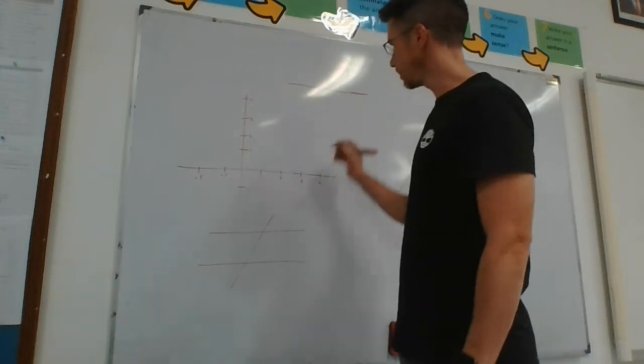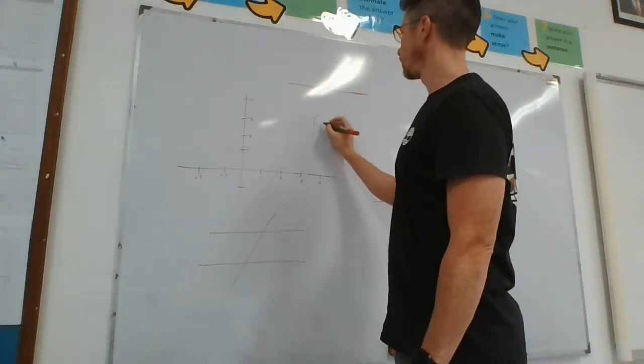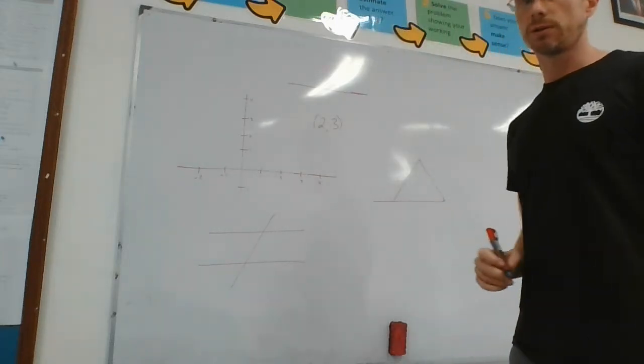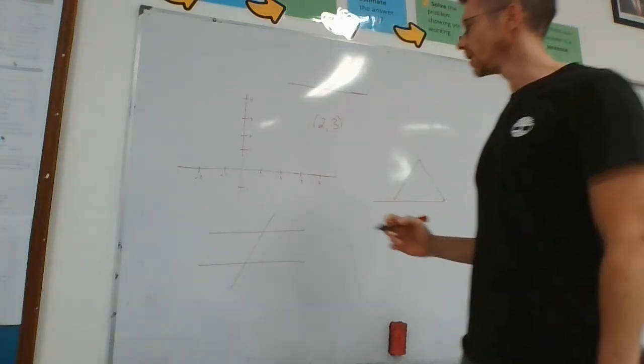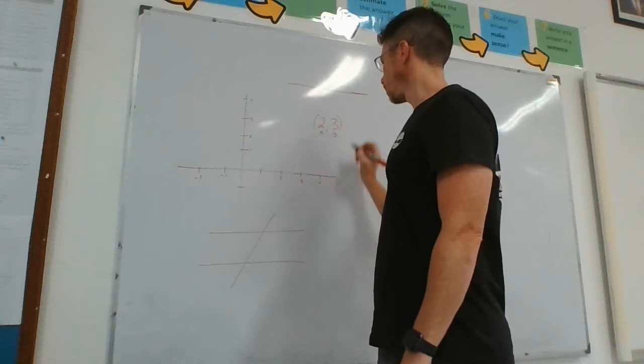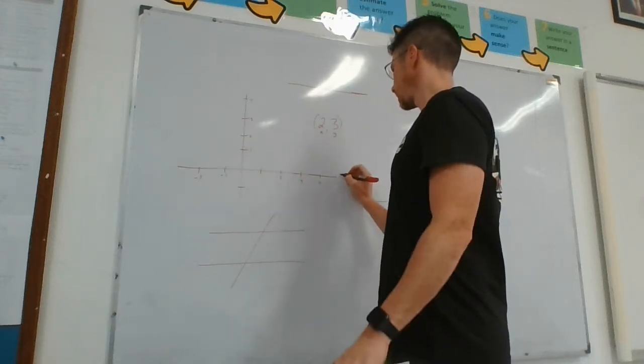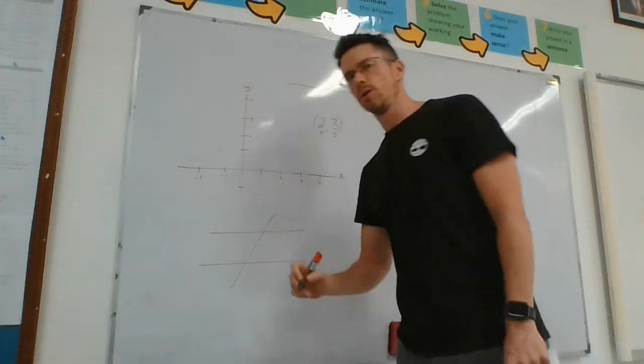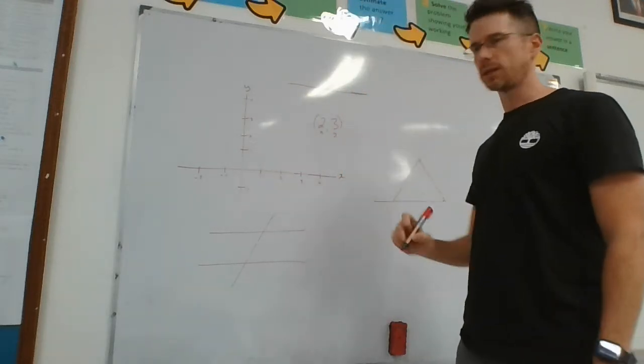So if we get a point, it'll have an x and a y coordinate. So for instance, 2, 3. So 2 and 3, that'll be the x and that'll be the y coordinate. This is the x-axis. This is the y-axis. So it's always x first, y second.